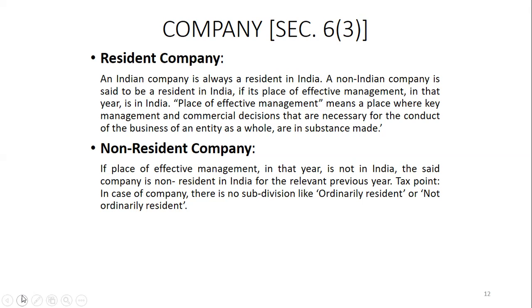Non-resident company: if the place of effective management in that year is not in India, the said company is non-resident in India for the relevant previous year. The tax point here is that in case of a company, there is no subdivision like ordinarily resident or not ordinarily resident. It is very important here.